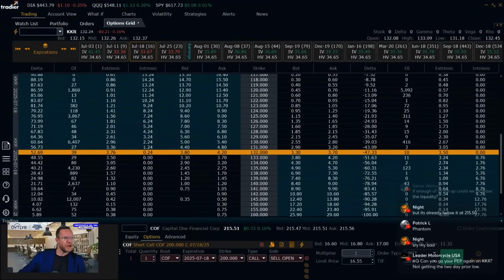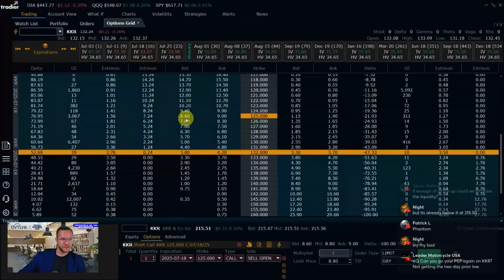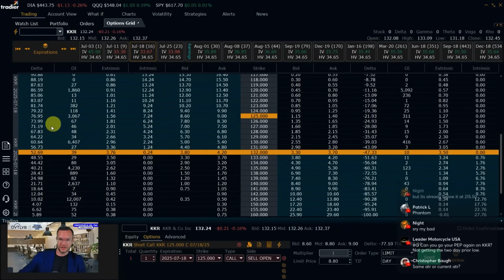Okay, so let's go into KKR's options chain. I own the 125s, so I'd be looking to close the 125s and buy to open. Oof, another one that doesn't have a lot of liquidity. I doubt we could get up to the 130s from there and still keep a low amount of extrinsic value. So this would also be a phantom roll.